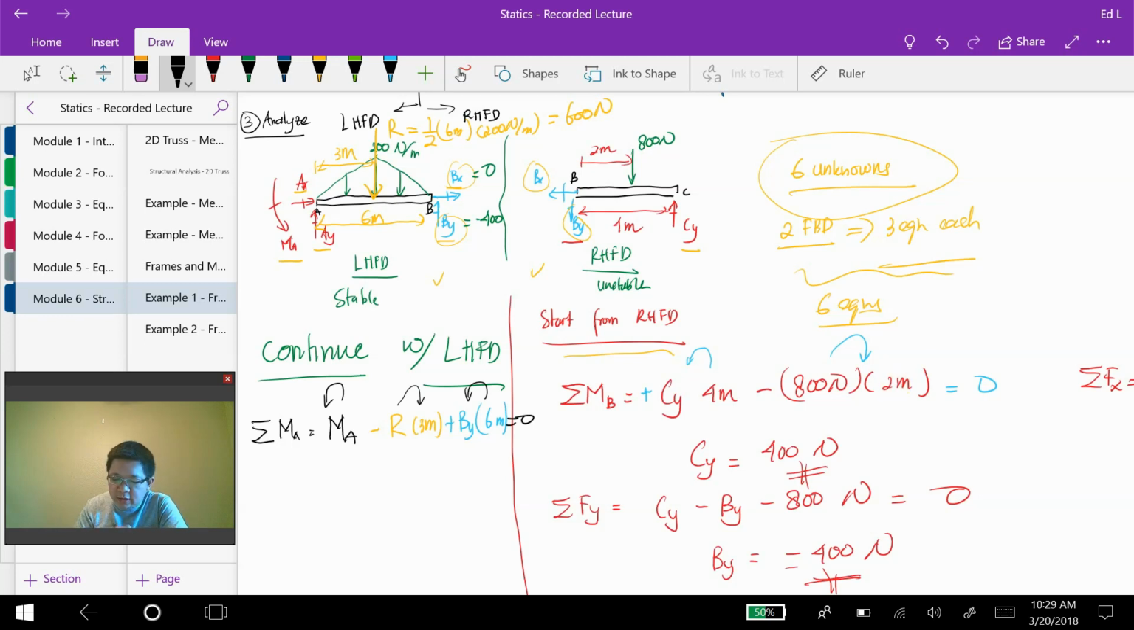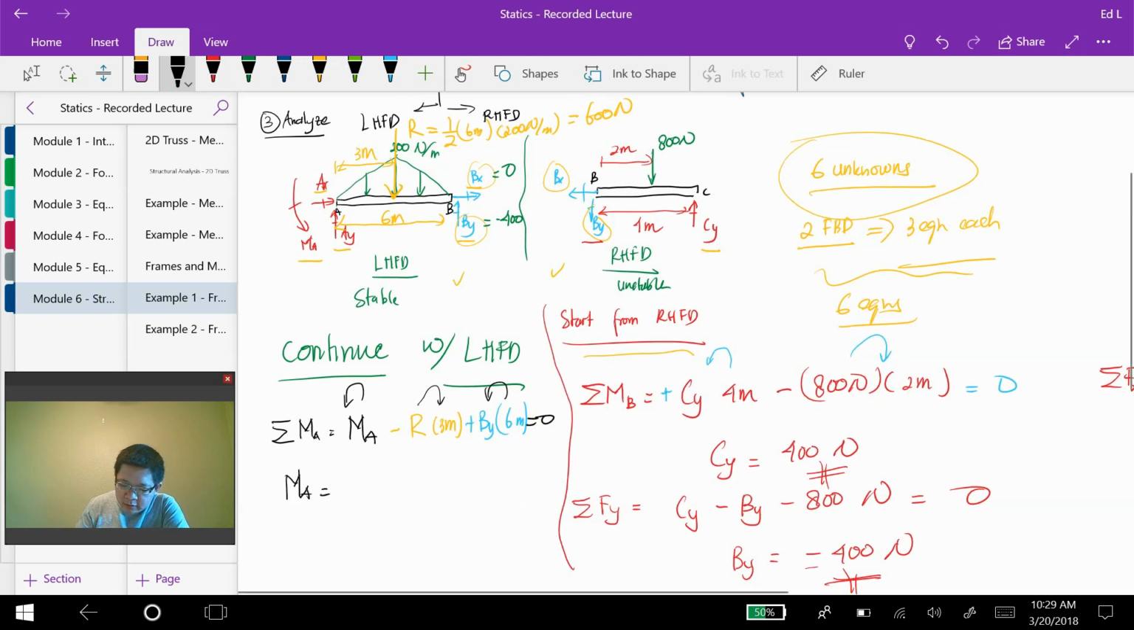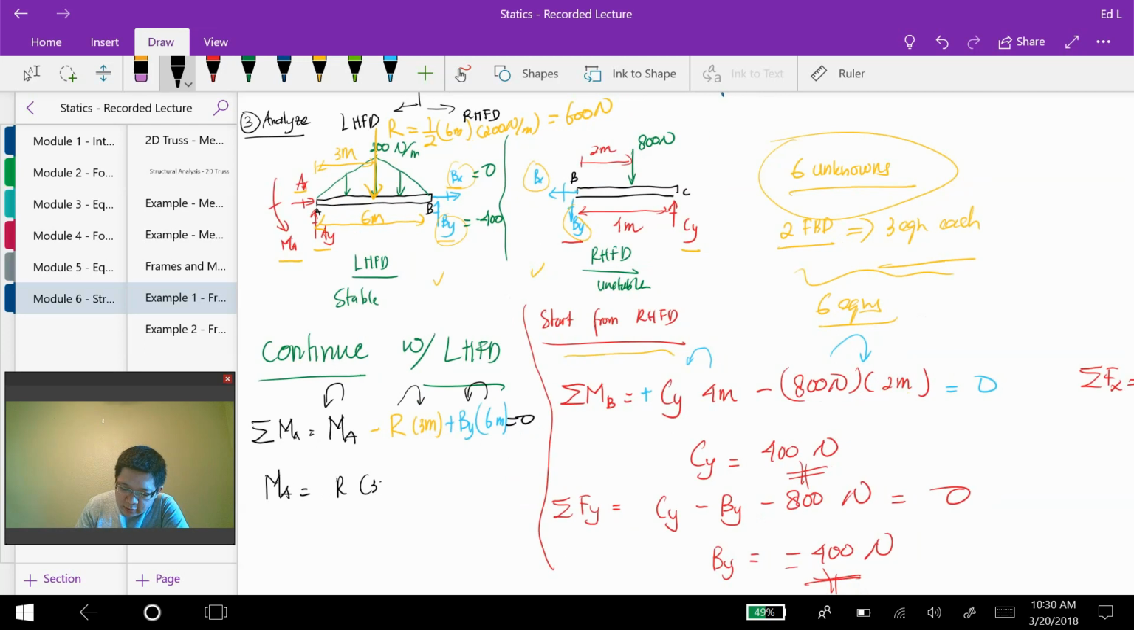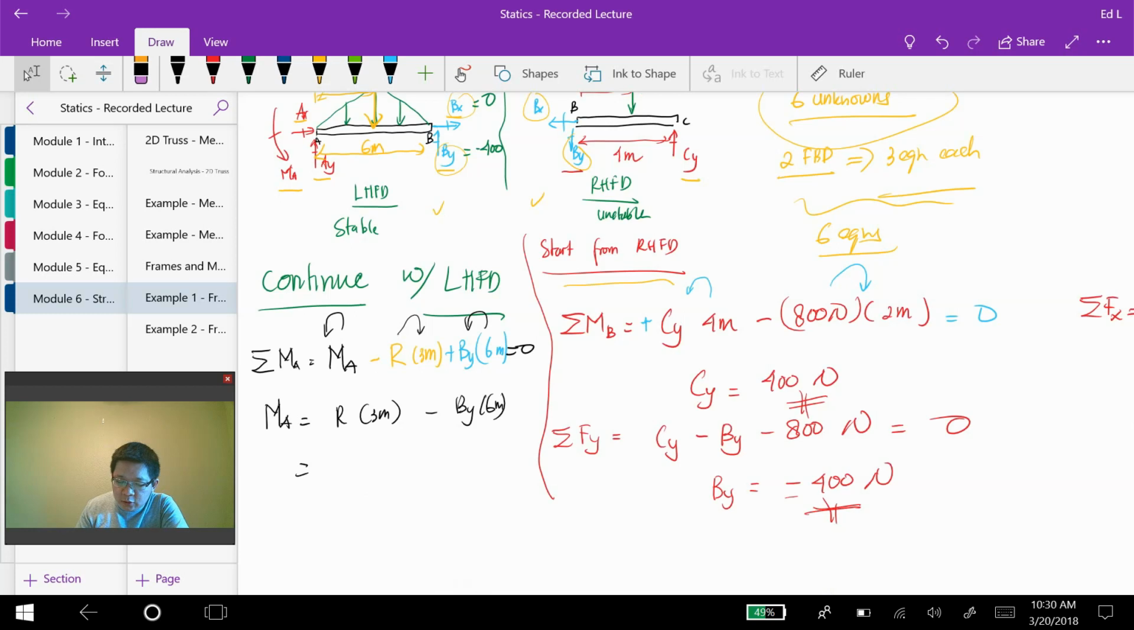And set this expression equal to 0, we will obtain that MA is equal to R times 3 minus By times 6. Then if my calculation is correct, you should obtain 4200 Newton meters. And remember, when you plug in the By right here, you have to plug in negative 400 Newtons, because we stay consistent with the result that we obtained in the right hand free body diagram.